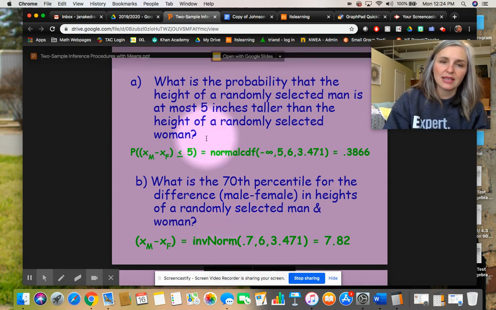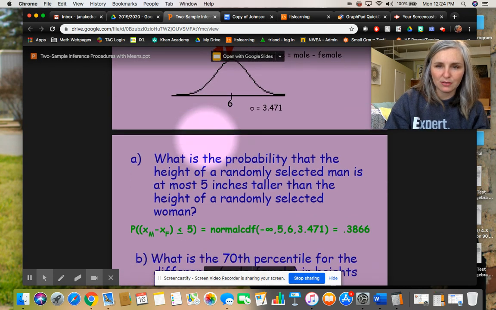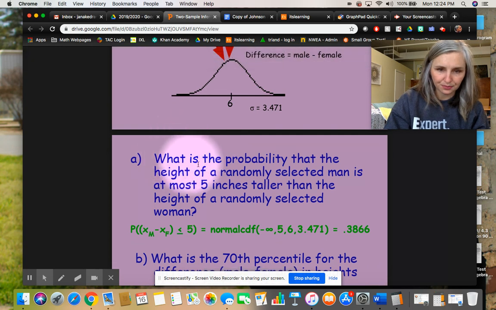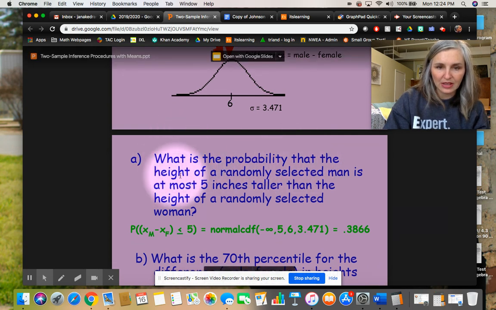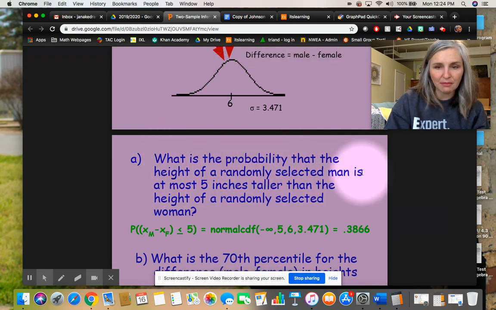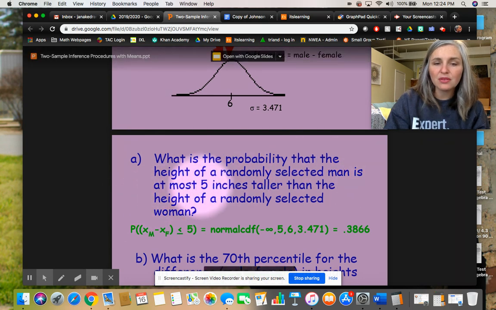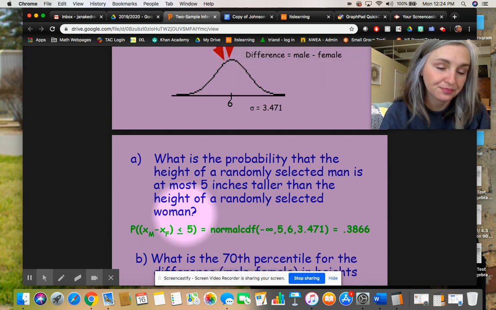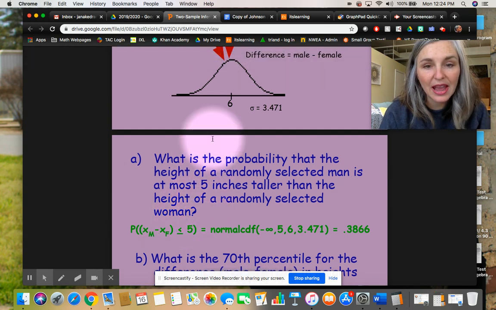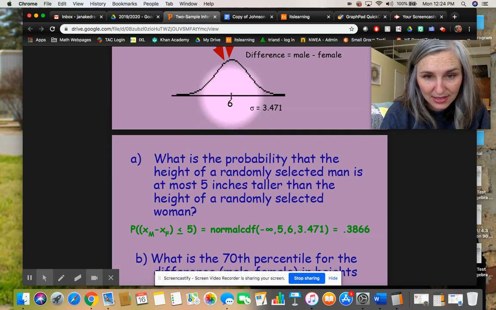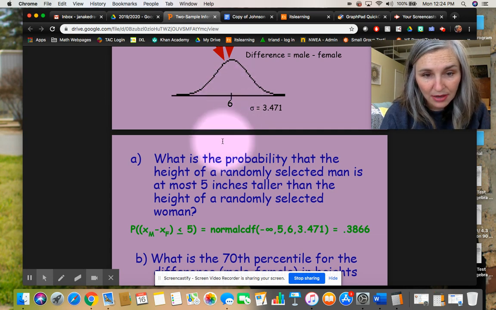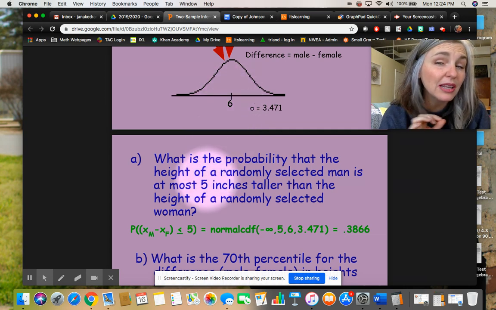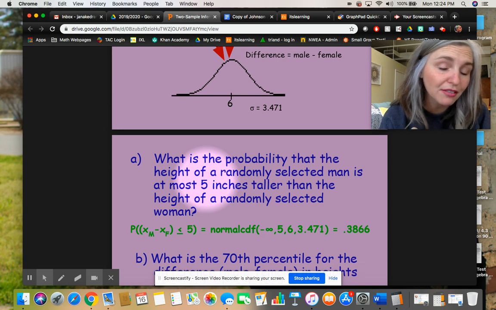So part A says, and we're talking about this graph right here, so I'm going to see if I can keep this together here. What is the probability that the height of a randomly selected man is at most 5 inches taller than the height of a randomly selected woman? So the average is 6. We want at most, meaning the largest, to be 5.